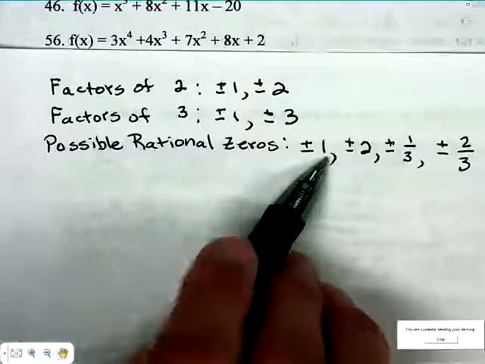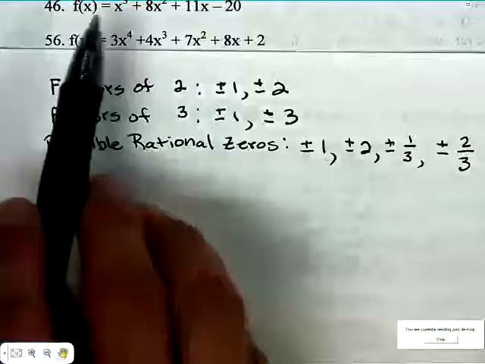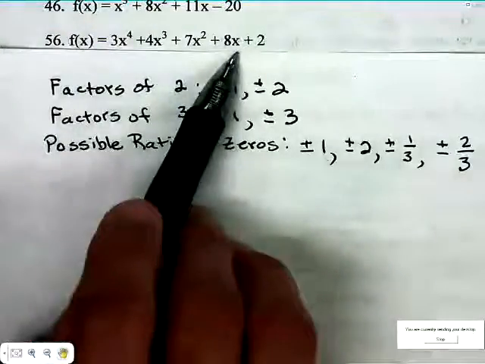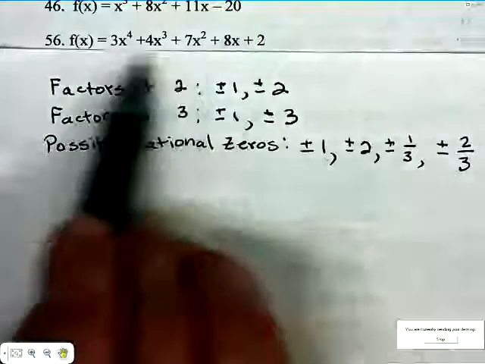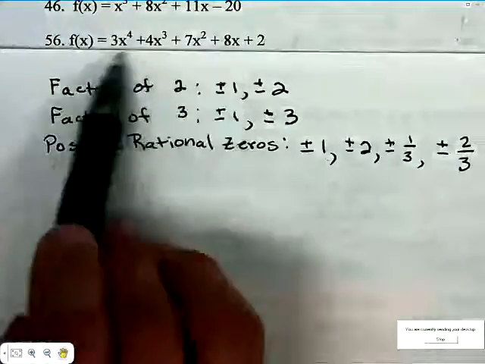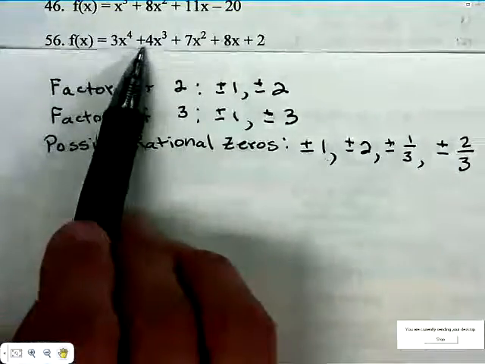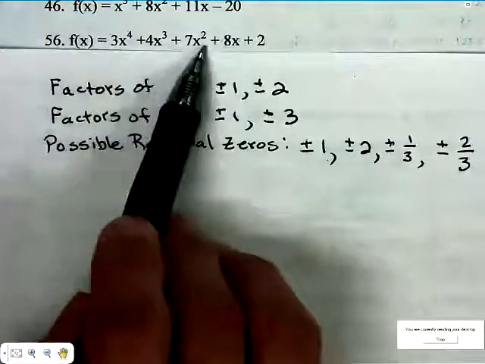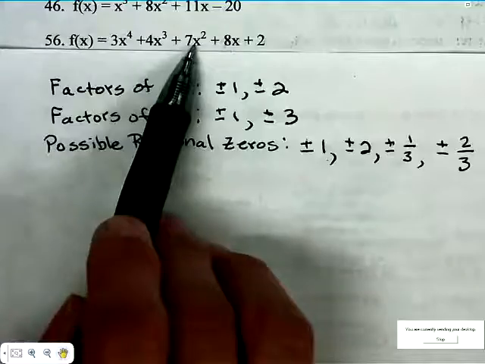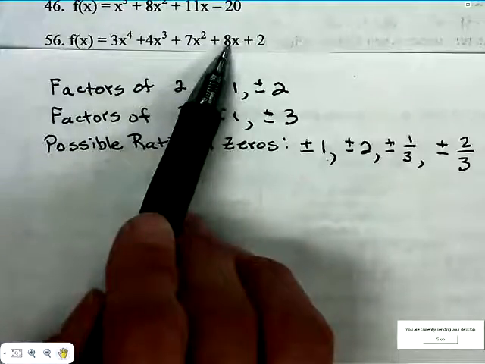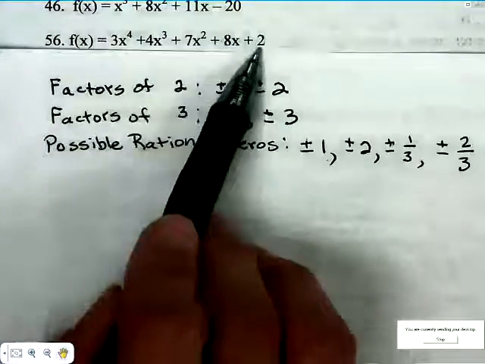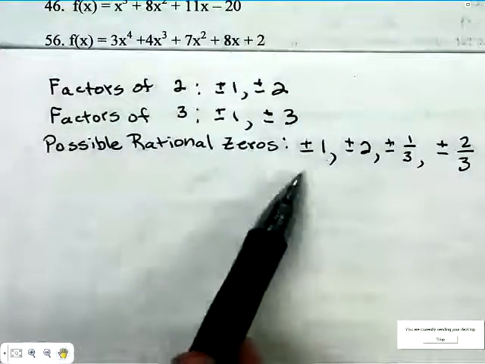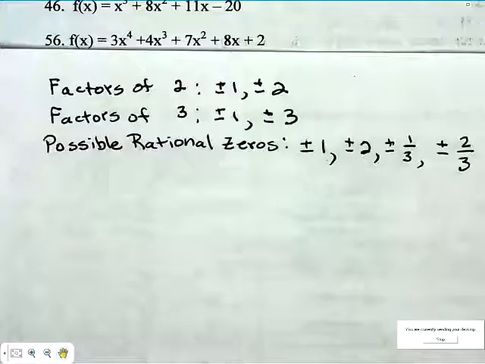Let's try the -1. You can punch it on your calculator. You can do it in your head, whichever one helps you get it right. If I let all these x's be -1, I would have 3 minus 4 is -1. Plus 7 is 6, minus 8 is -2, plus 2 is 0. -1 is a zero of that function.